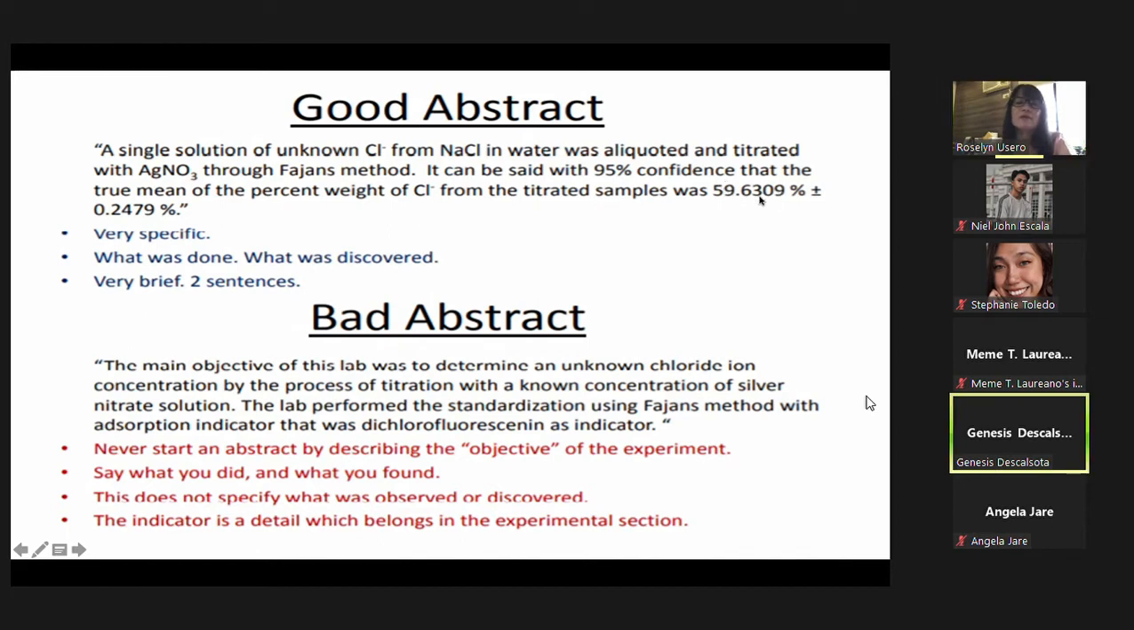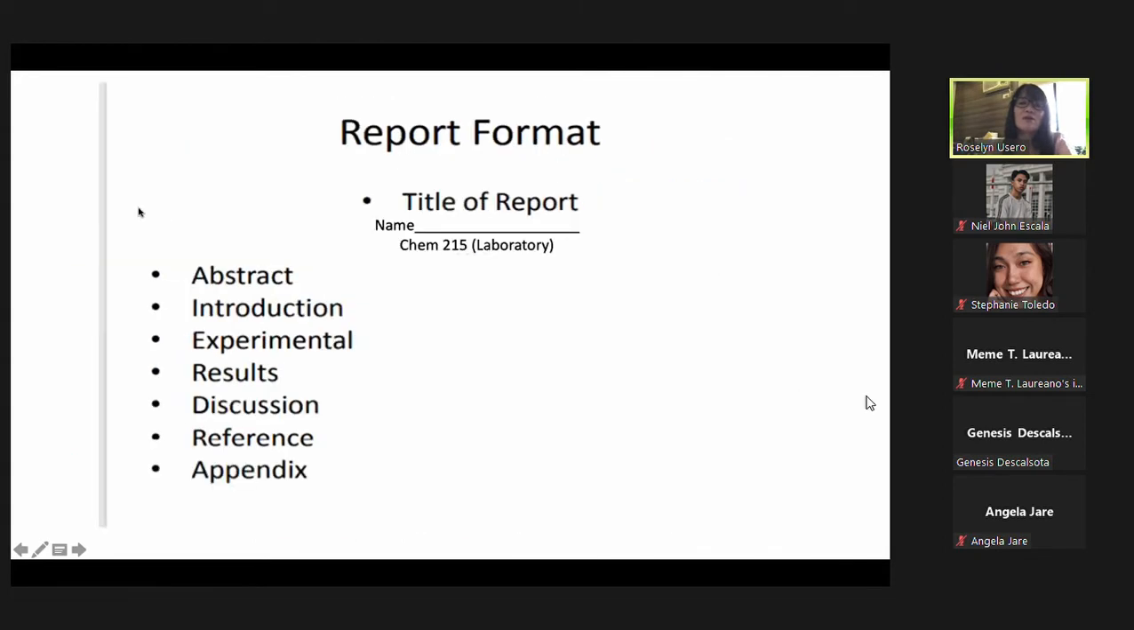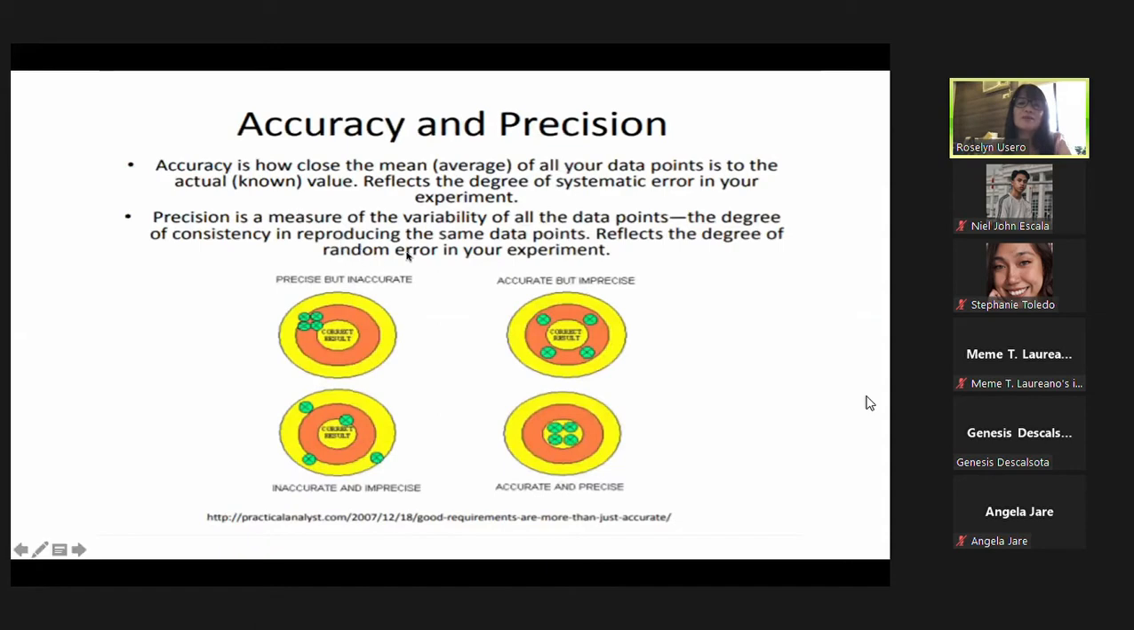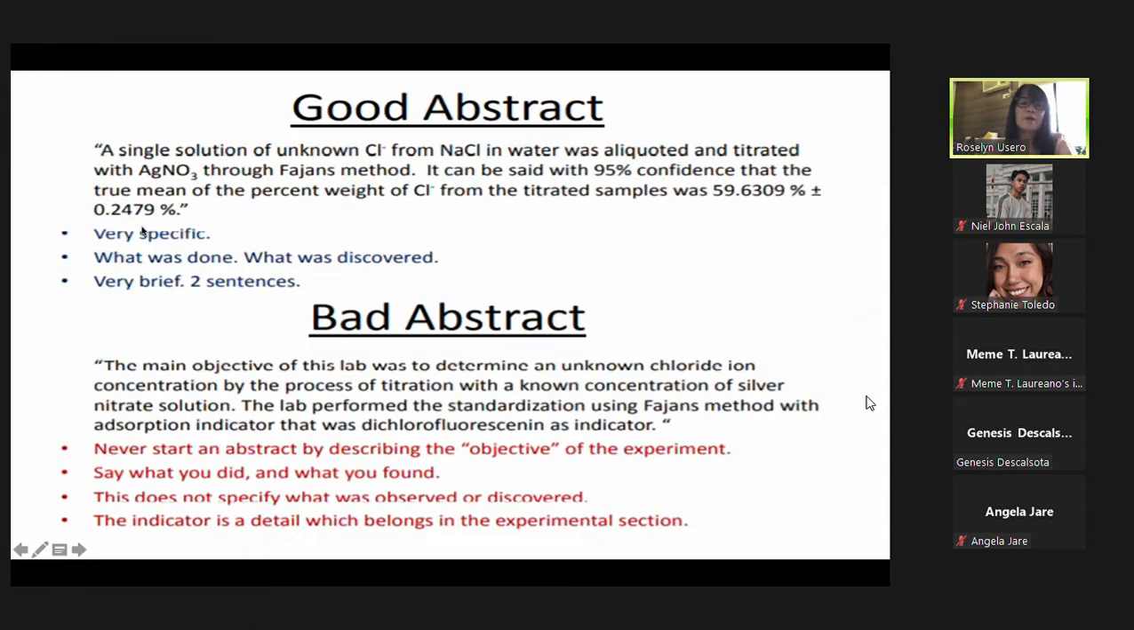Now plus minus 0.2479%. So this is your standard deviation, which is also related to what? Precision, you know, and the random errors, diba? Precision. Okay. So your abstract should be very specific.